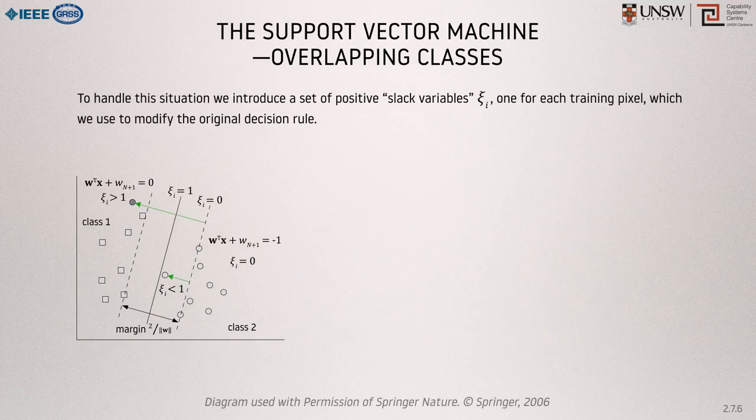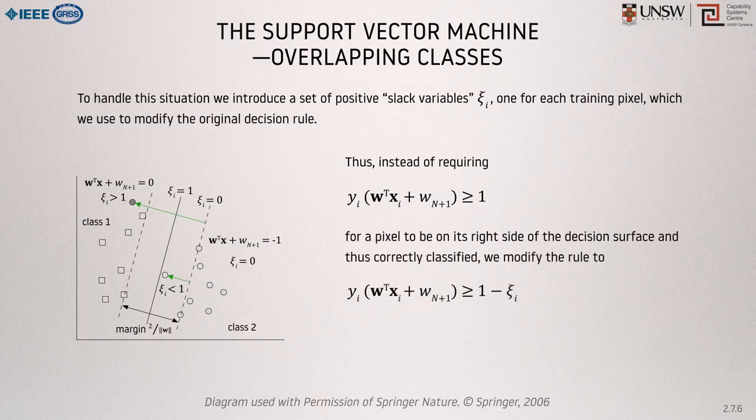The approach taken is to introduce a set of slack variables, xi subscript i, one for each training pixel. Their role is to allow a softer decision to be taken concerning the class membership of a pixel. Note the new version of the decision rule at the bottom of the slide.